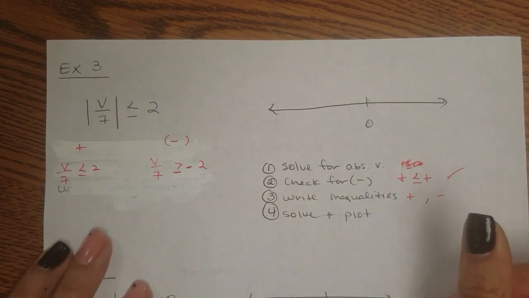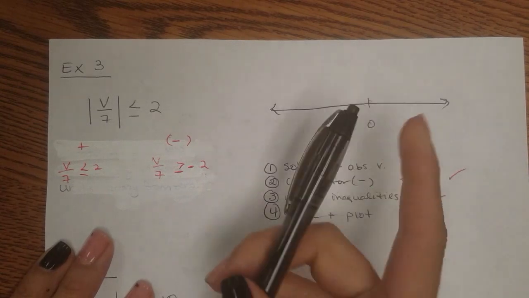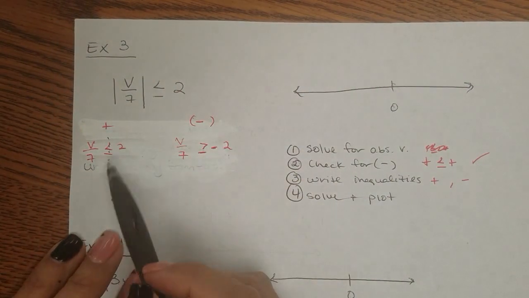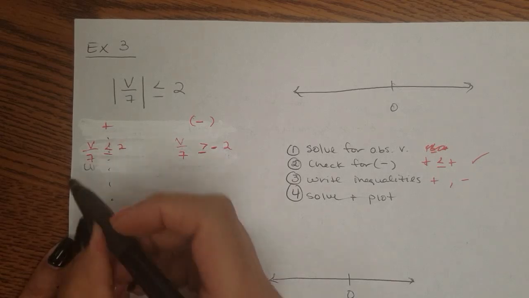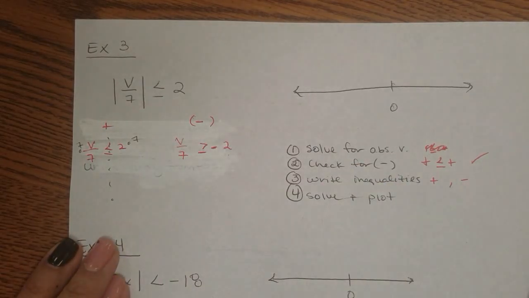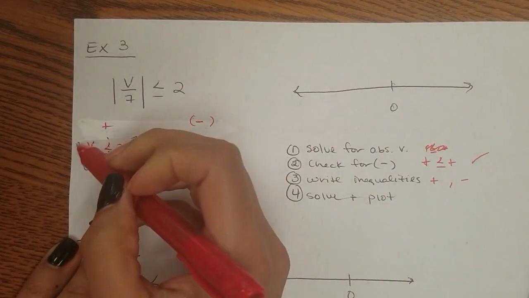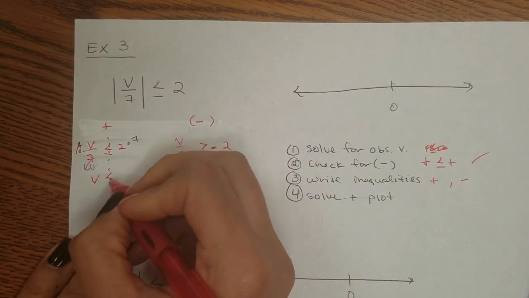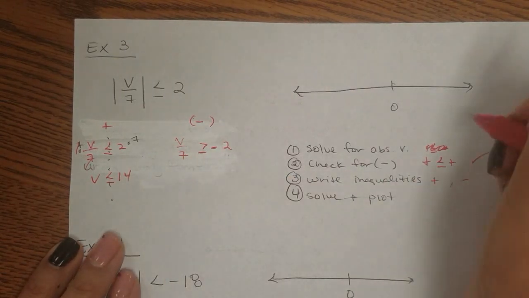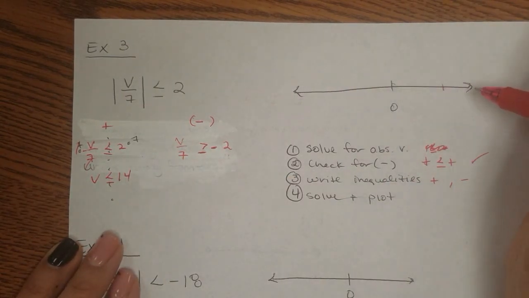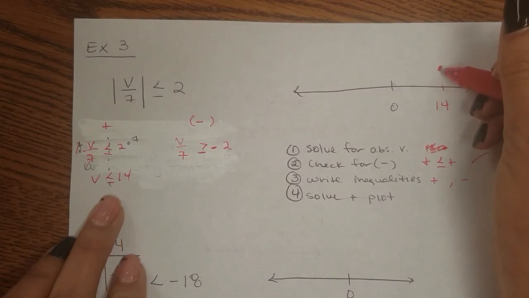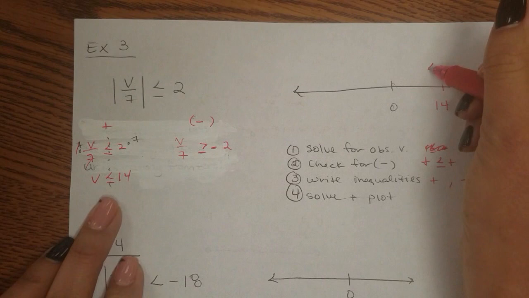Now we can go ahead and solve those inequalities. Here on the left, I would multiply both sides by 7 to get rid of that fraction. Here they're going to go to 1. So you have v is less than or equal to 14. There's one inequality. 14 is over here on the positive side. It's going to be a closed circle. Less than is to the left.